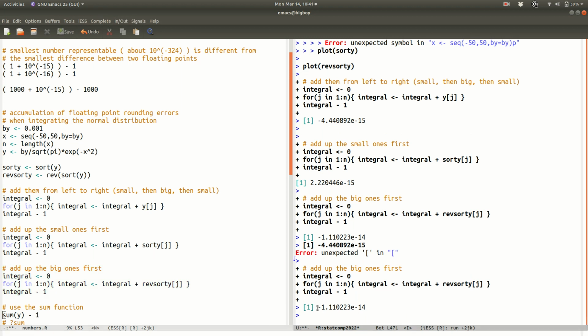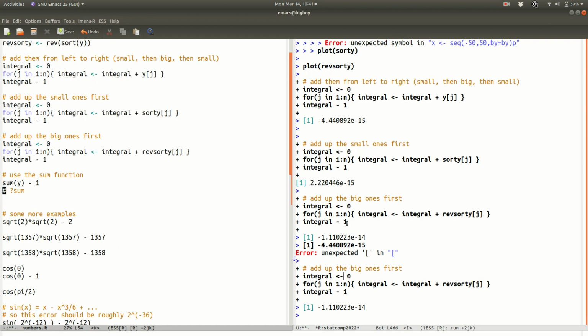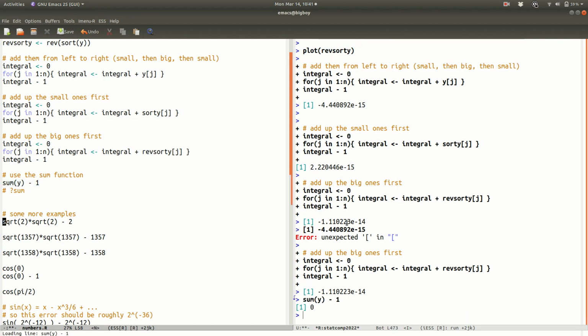Yes, you get an even larger error. So this is 5 times larger than this one in absolute value. Okay, so the general rule for adding things up is you should add up the small numbers first, so that when adding a big number to a small number, the errors don't accumulate. But it turns out that the sum function in R is even smarter than that. So if I just use sum of y minus 1, I get exactly 0.